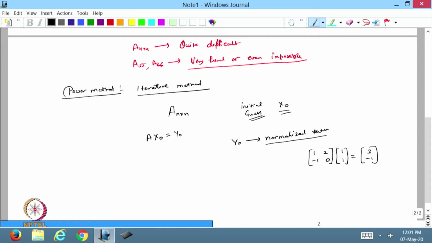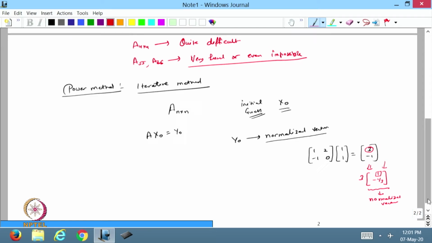Now in this case, 3 is the element with the highest magnitude, so I take 3 common. This will be 1 and minus 1 by 3. Now the highest component in this vector is 1, so this vector is called the normalized vector. It does not matter what the sign is, because we want the highest in terms of magnitude.